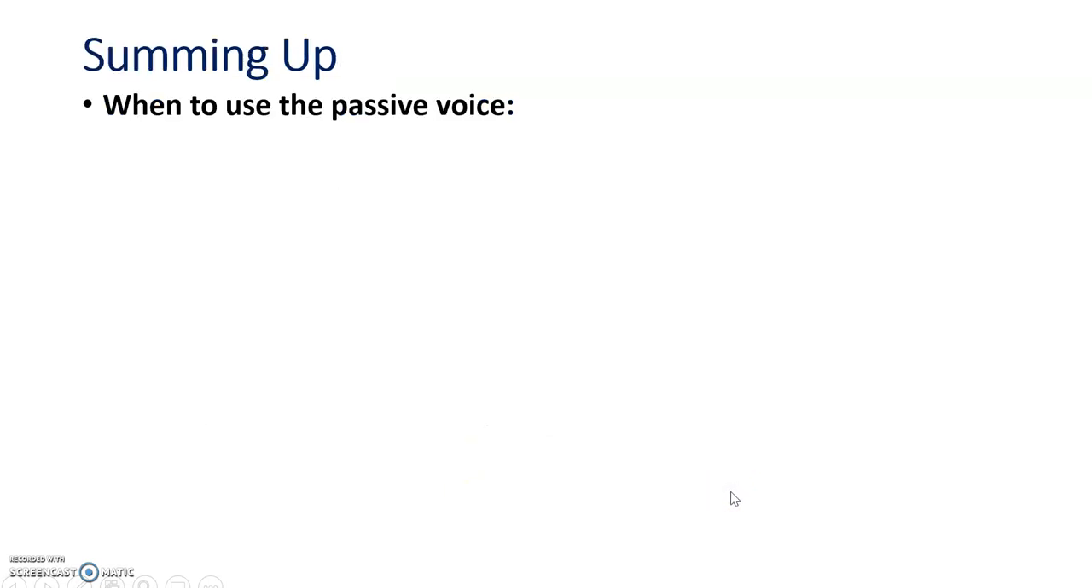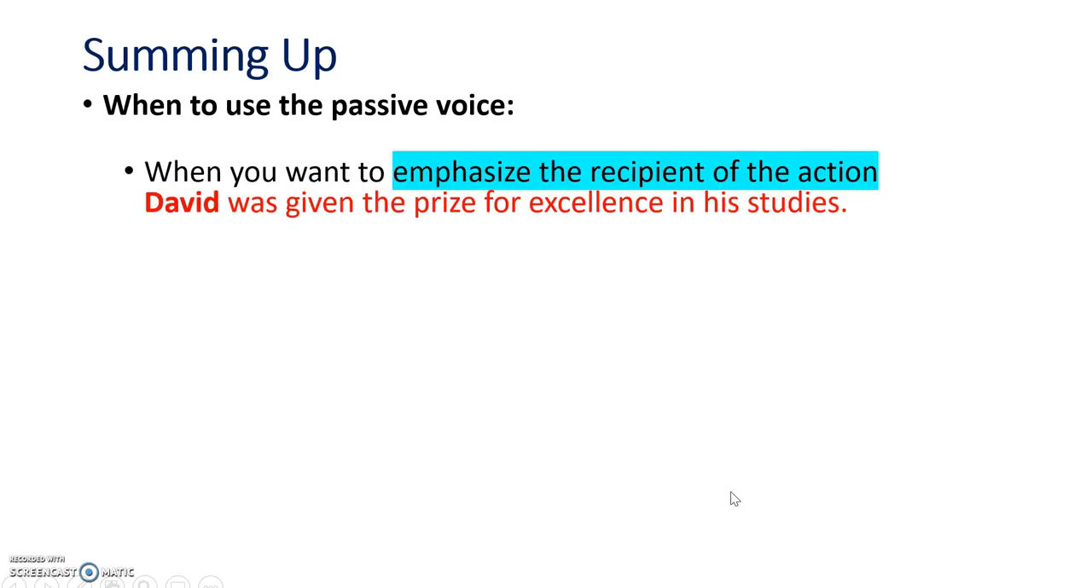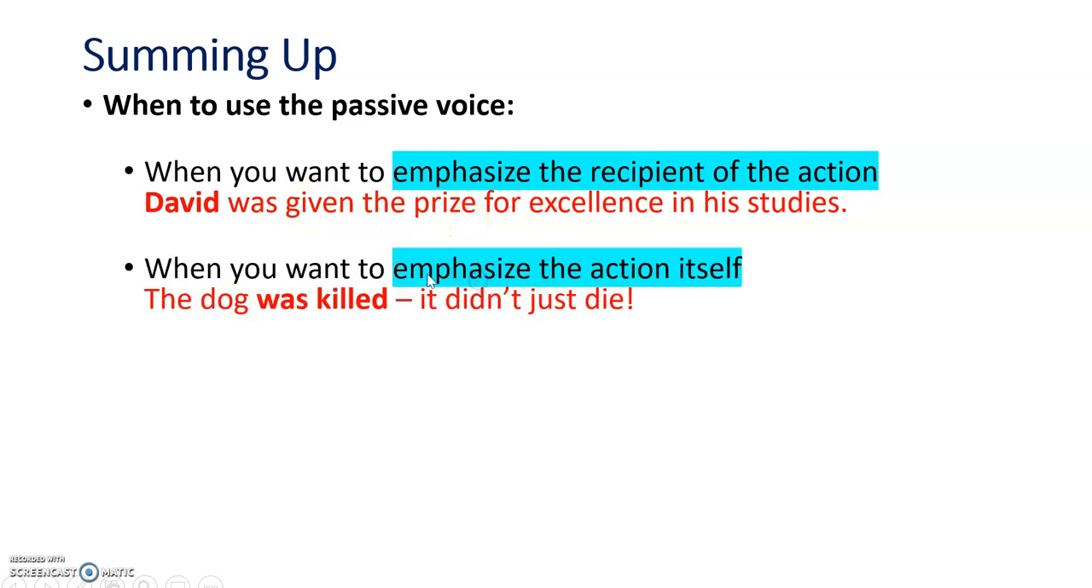So when do we use the passive voice? We use it when we want to emphasize the recipient of the action. David was given the prize for excellence in his study. When you want to emphasize the action itself, the dog was killed. It didn't just die.